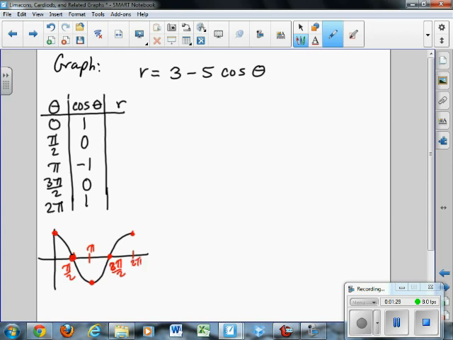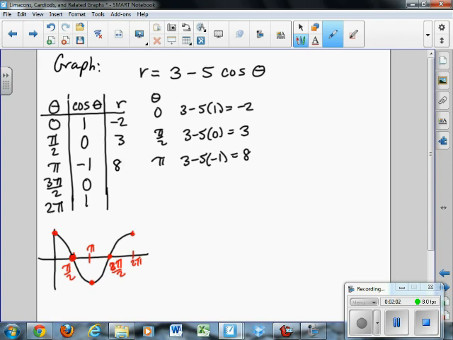Now all I have to do is plug in values for this equation. When theta is 0, it would be 3 minus 5 times 1, which would be negative 2. When theta is pi over 2, 3 minus 5 times 0 gives me 3. When theta is pi, 3 minus 5 times negative 1 gives me 8. At 3 pi over 2, 3 minus 5 times 0 is 3. And the last one would be the same as the first one, back to negative 2.